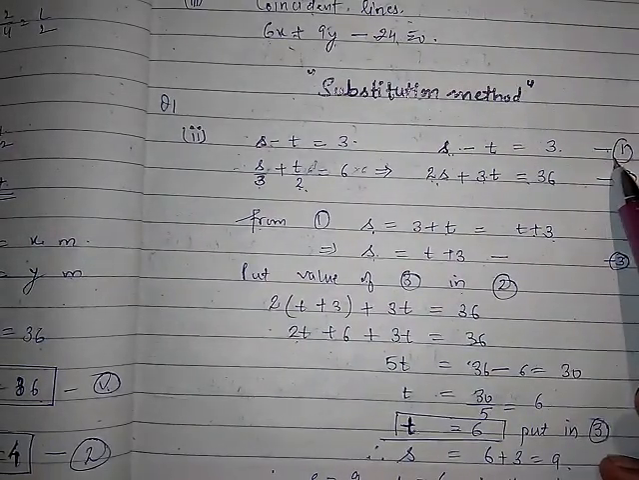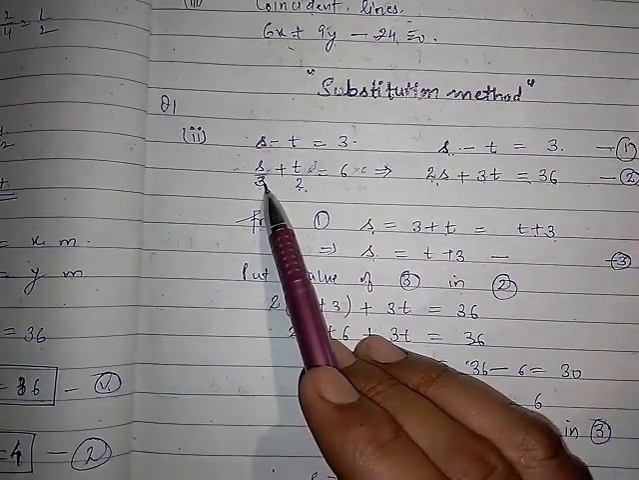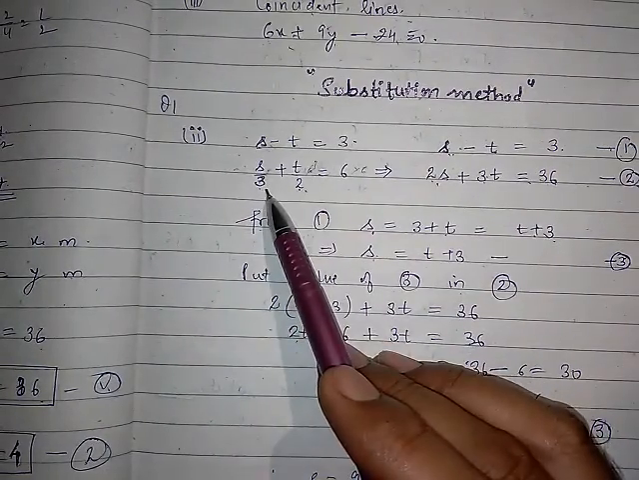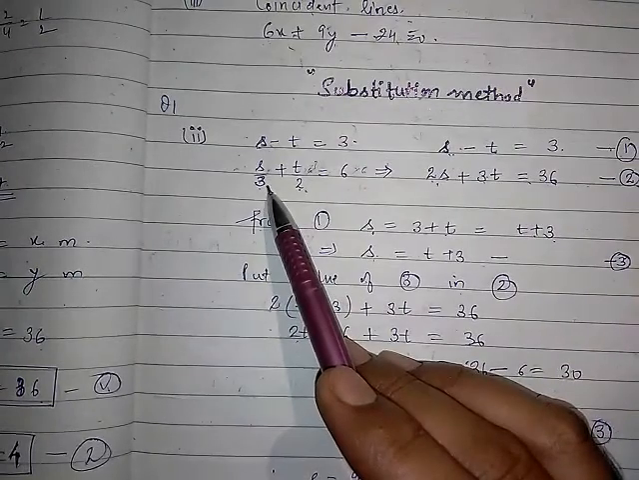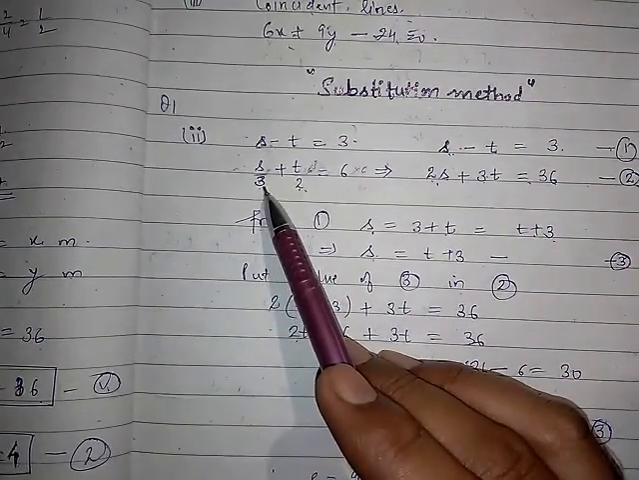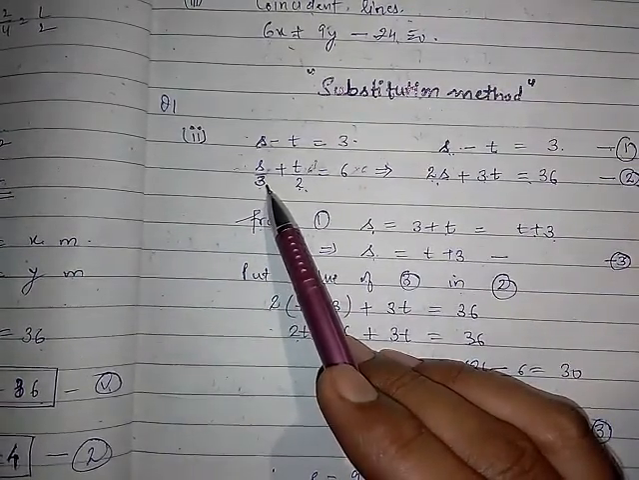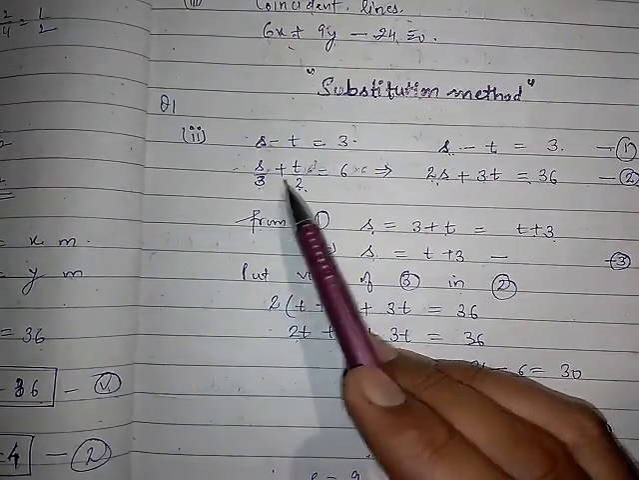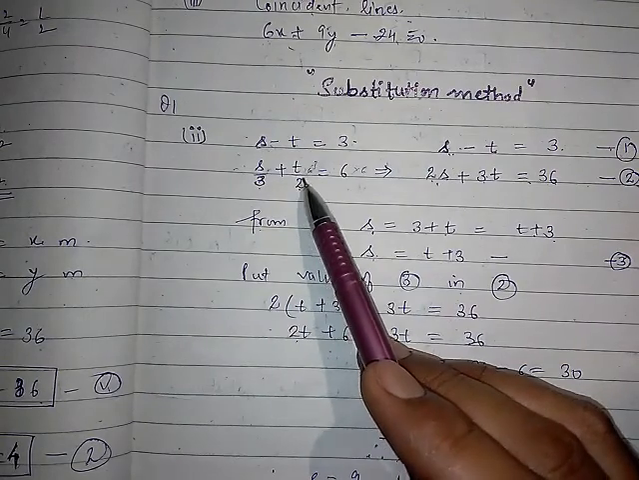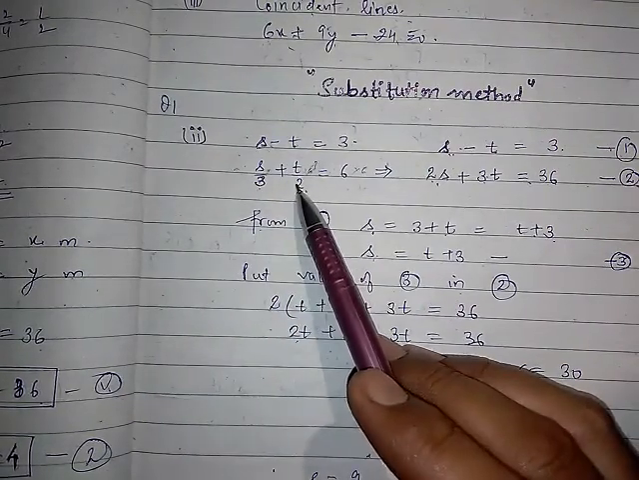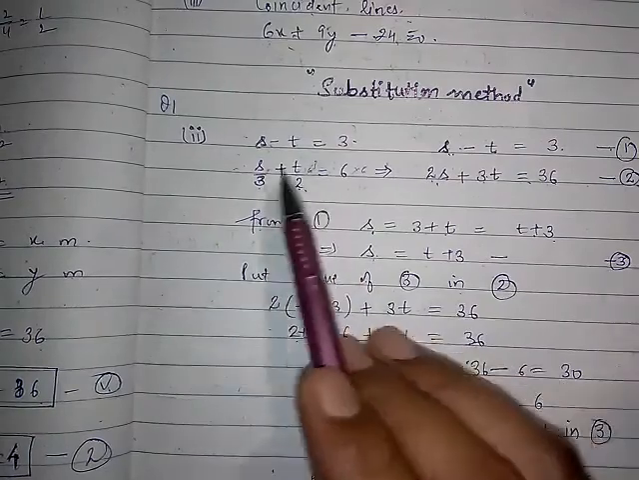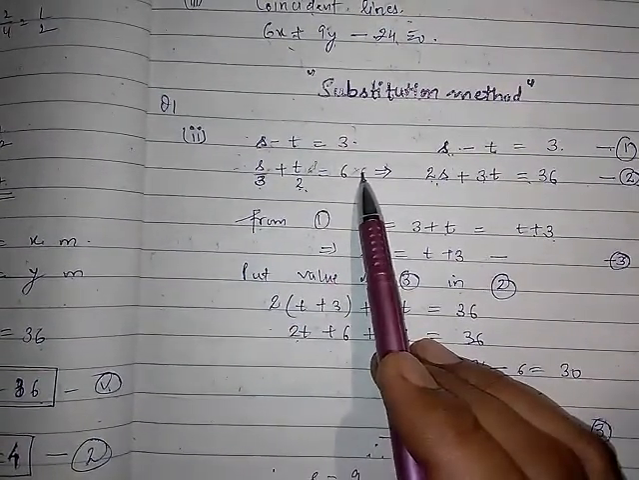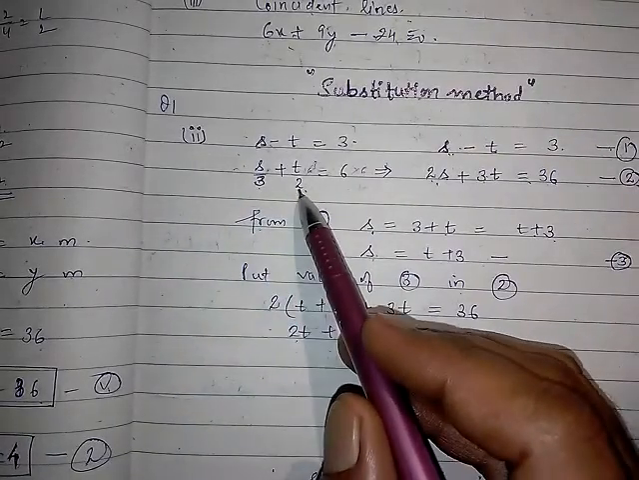Give it number 1. Then in the second equation, you can see the coefficients of s and t are fractions. So first of all, we would like to reduce these fractions. What is the method for reducing fractions? What is the LCM of 3 and 2? Check the terms given in the denominator, find their LCM and multiply the equation throughout with the LCM. So the LCM of 3 and 2 is 6.